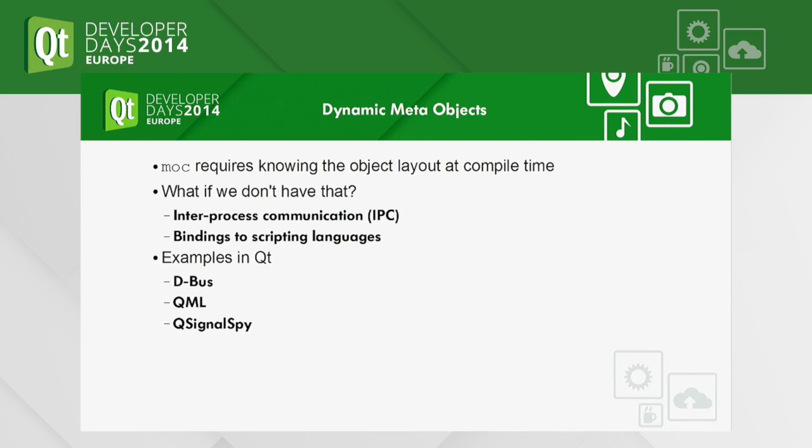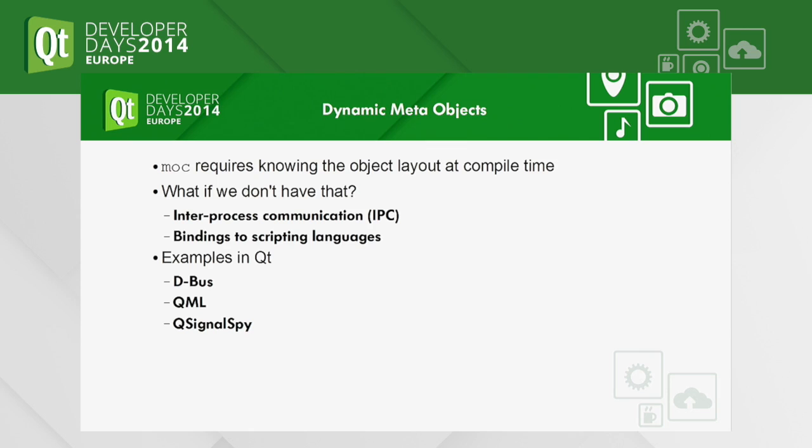The major limitation of what moc gives us is that it requires us to know the object layout at compile time. So we need to know what properties the object has, what signals are in there, what slots are in there, what types they have, and so on. Usually we have that, but there are a few examples where this is not the case.